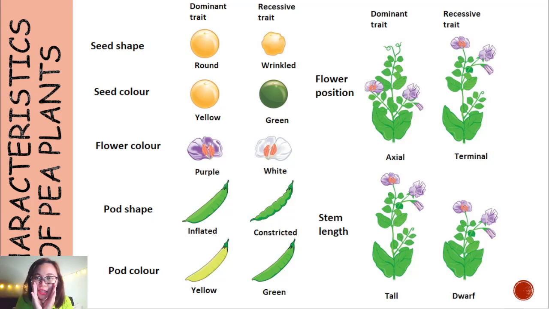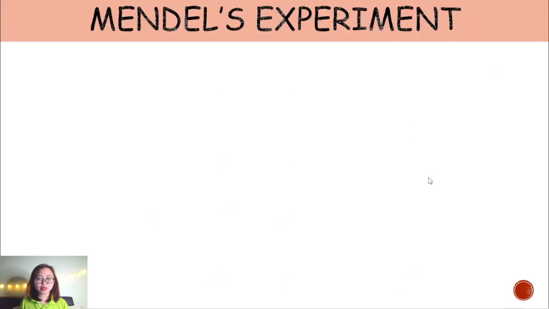Tolong ingat yang ini ya. Tolong ingat apa 7 ciri-ciri dia. Dan mana satu dominant, mana satu recessive. Penting nih. Okay, so yeah, let's just move on from the pea plants. We'll talk a little bit more about how Mendel did his experiment.